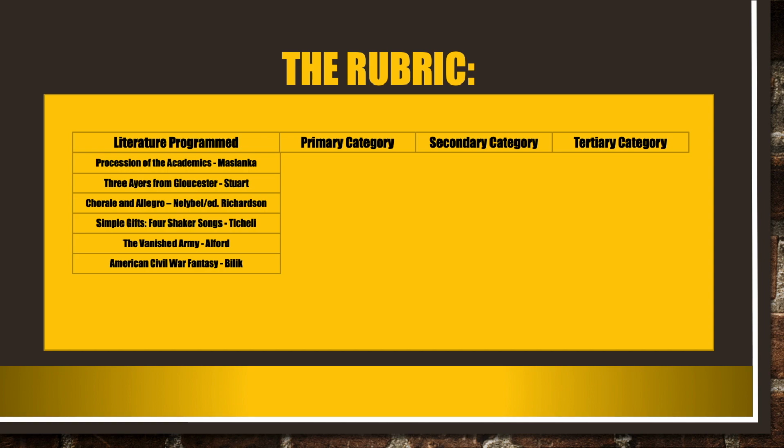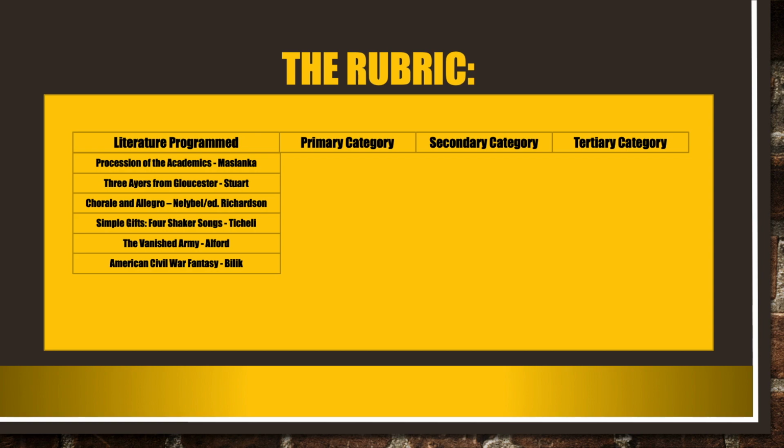So we have Procession of the Academics, which is a wonderful work by David Maslanka, Three Airs from Gloucester by Hugh Stewart, Chorale and Allegro, which is an unpublished Nellie Bell piece, Simple Gifts, Four Shaker Songs by Frank Kelly, The Vanished Army by Kenneth Alford, which you probably can already tell is our march, and An American Civil War Fantasy by Jerry Bilik.